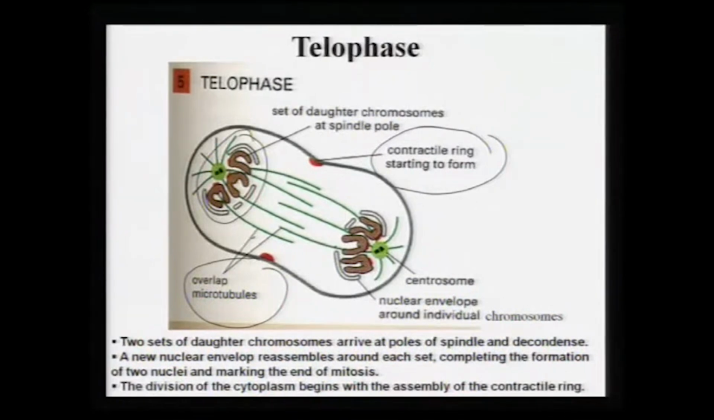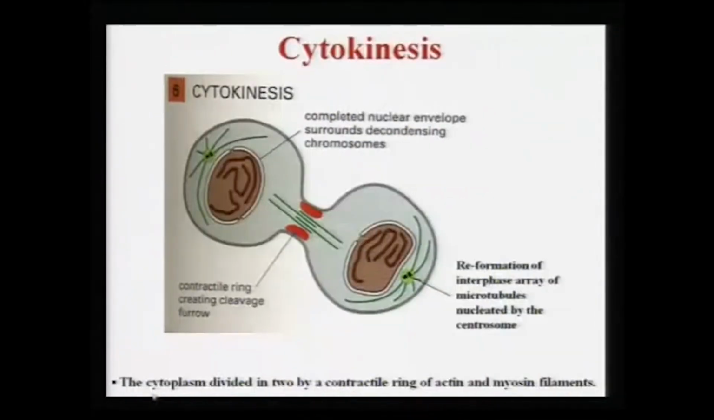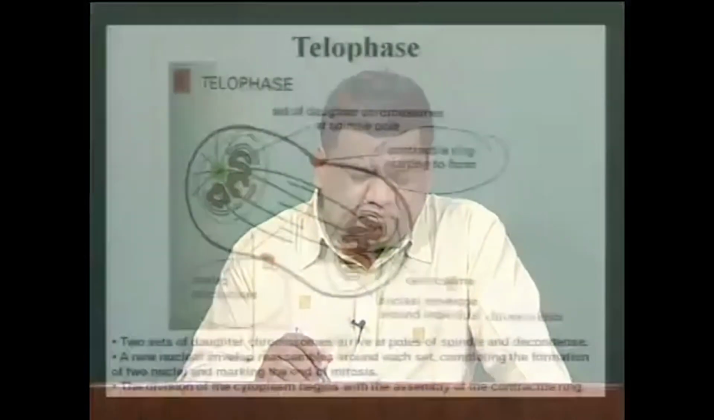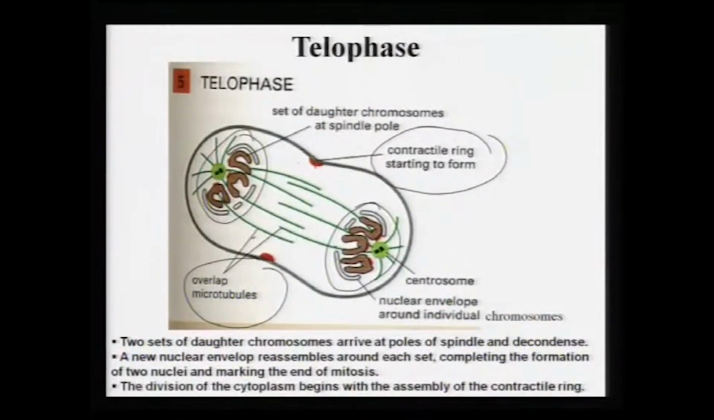One nucleus starts forming at one end of the cell, another nucleus starts forming at the other end of the cell, and after some time, after the telophase, comes cytokinesis. So, before the cytokinesis, this is the last phase, telophase. Telo means end, almost, right, and telophase means the cells are almost prepared to undergo cytokinesis now.